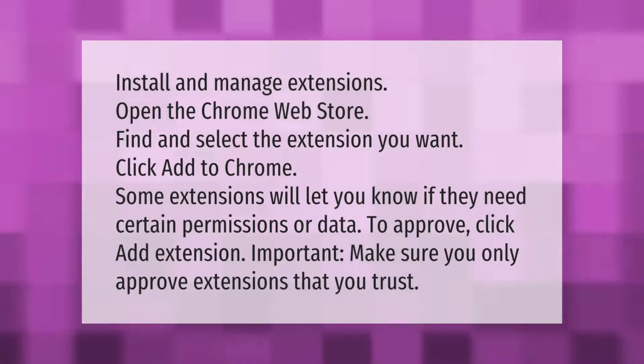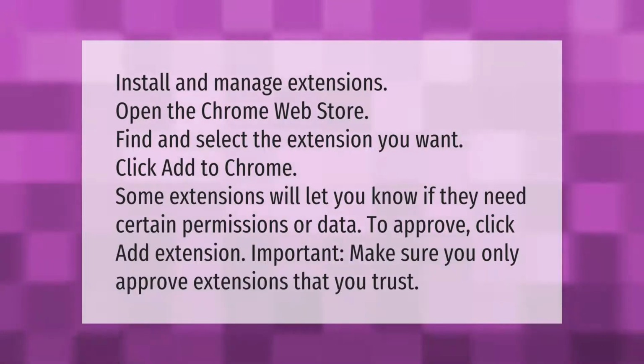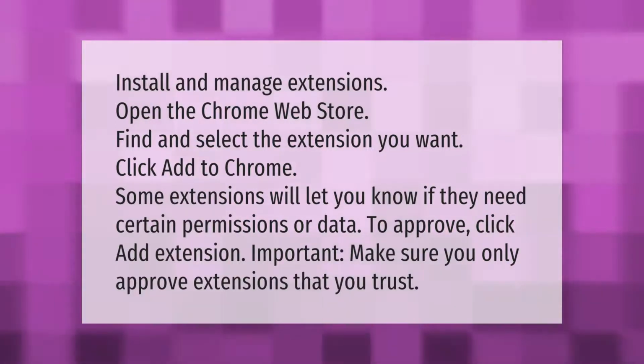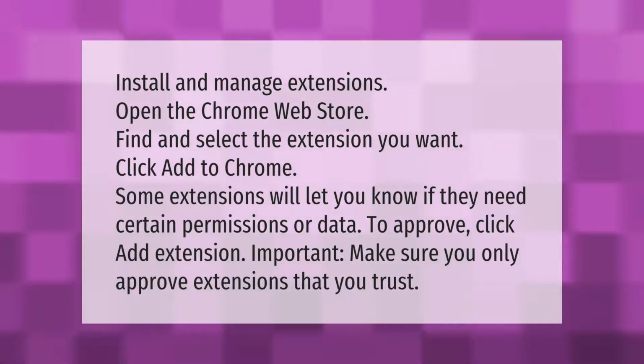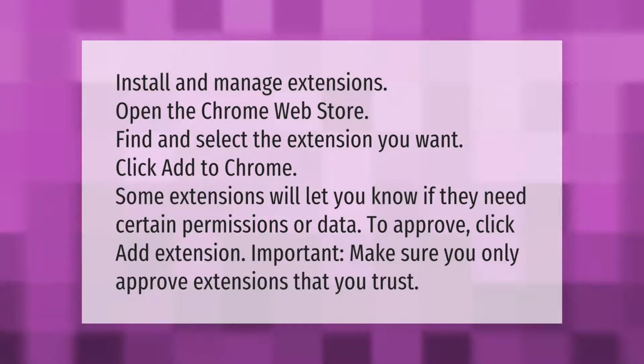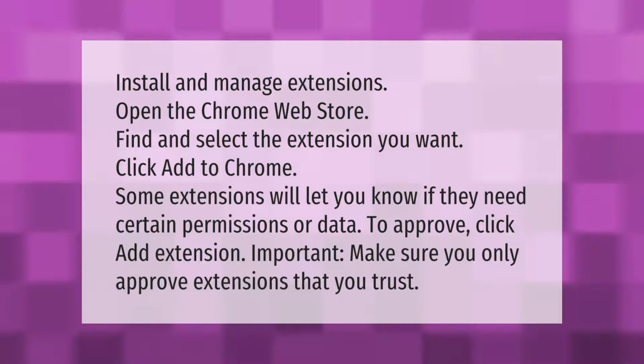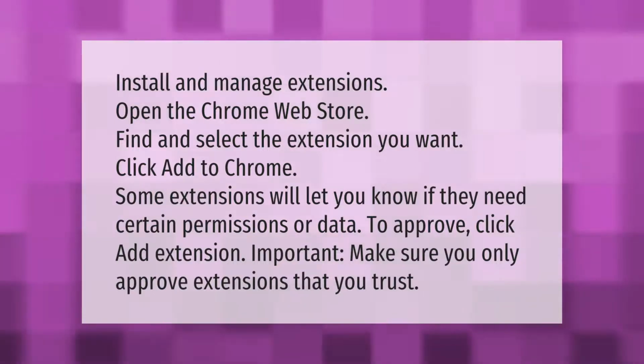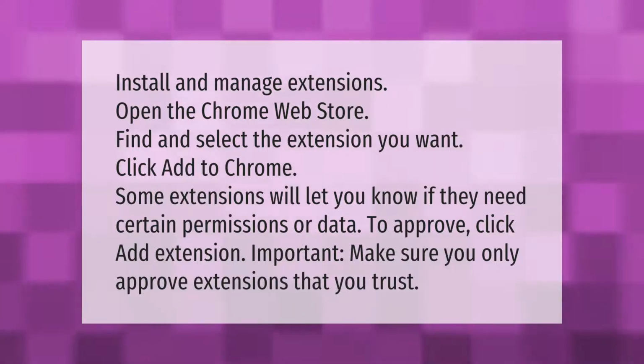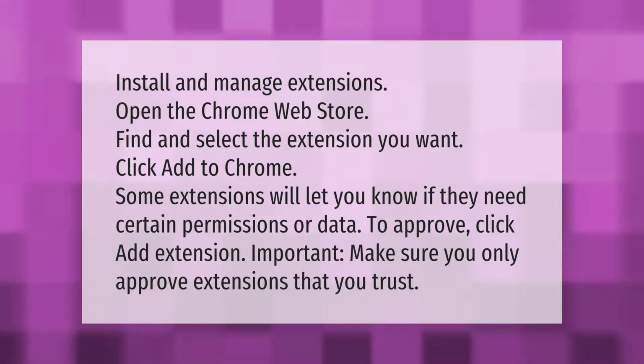Install and manage extensions. Open the Chrome Web Store. Find and select the extension you want. Click Add to Chrome. Some extensions will let you know if they need certain permissions or data. To approve, click Add Extension. Important! Make sure you only approve extensions that you trust.